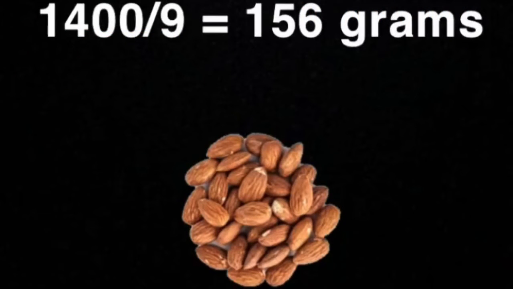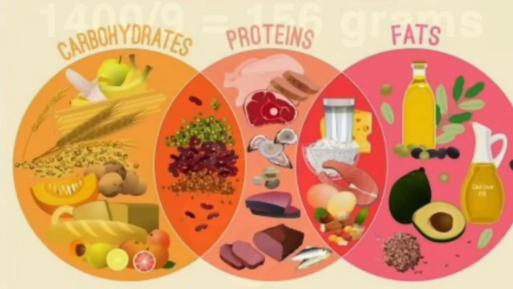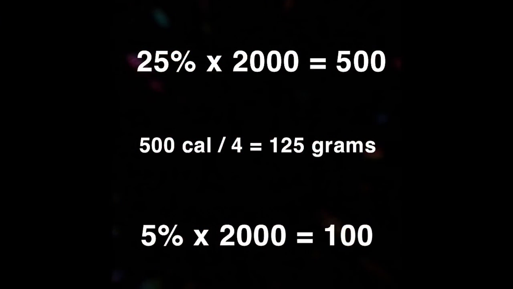So we know that there are about 9 calories per gram of fat, so we divide our 1,400 by 9 to determine our daily intake of fat to be about 156 grams. After determining our fat grams per day, we repeat this process for the other two macronutrients, protein and carbs. Both protein and carbs have 4 calories per gram, so we divide our number by 4 to get our total grams of protein and carbs, respectively being 125 grams and 25 grams.